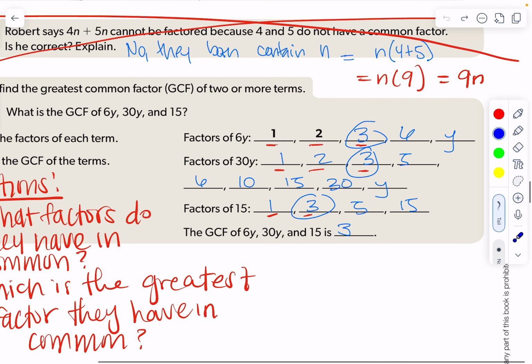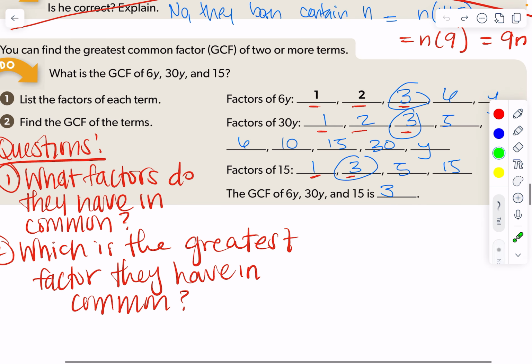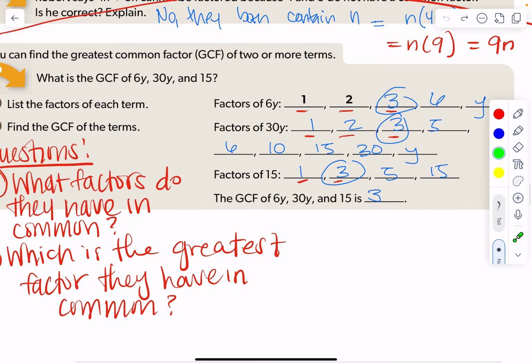And we know that we have all the factors of 6 because 1 times 6 is 6, and then 2 times 3 is 6. Same thing for 30y. That means 30 times y, so y needs to also be included as one of your factors. And we know that we have all the factors because 1 times 30 gives me 30, 2 times 15 gives me 30, 3 times 10 gives me 30, and then lastly 5 times 6 gives me 30. And then the last one that they ask for are the factors of 15.